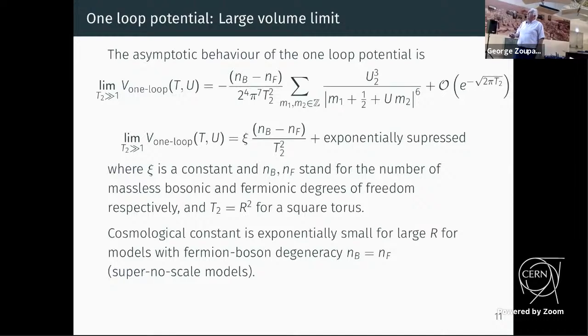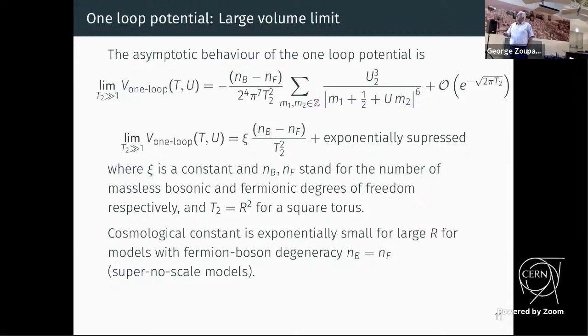Actually, T2 is proportional to R squared, so we take some radius going to infinity, or the volume of the torus to be very big. If we do so, then we get a very interesting result. We get one term which is proportional to 1 over T2 squared, and another term which is exponentially suppressed, and actually it's multiplied by Bessel functions, which also don't fit in this transparency.